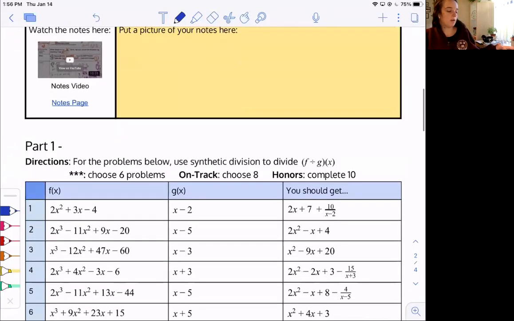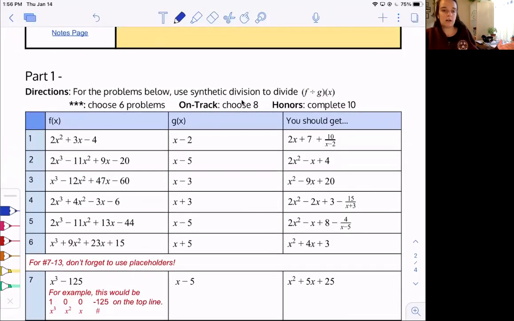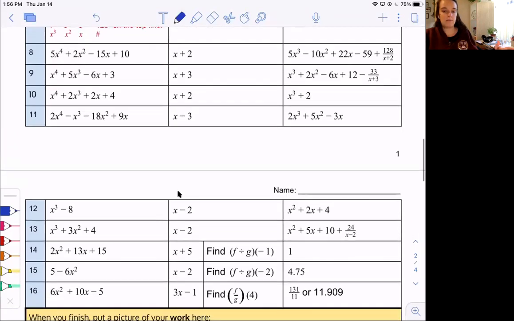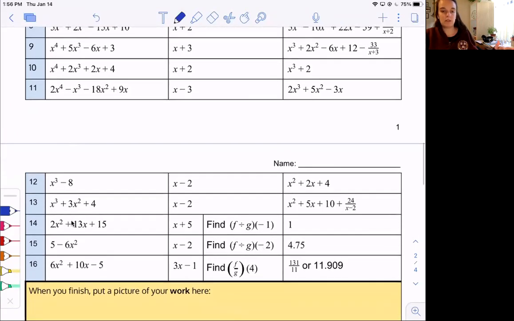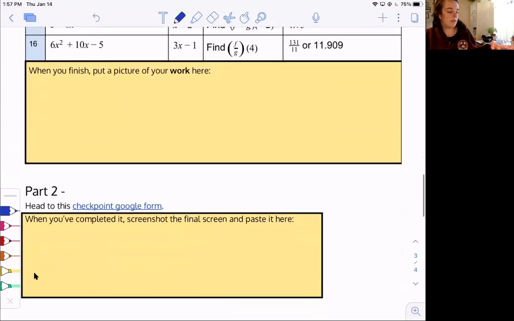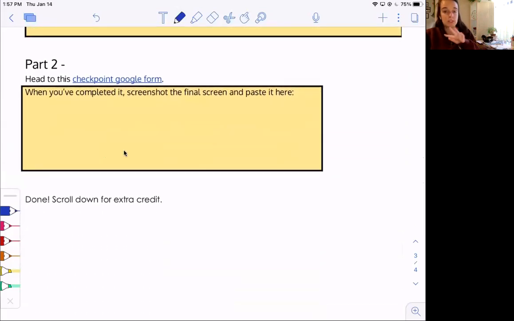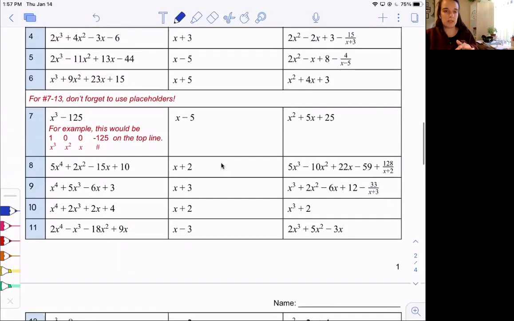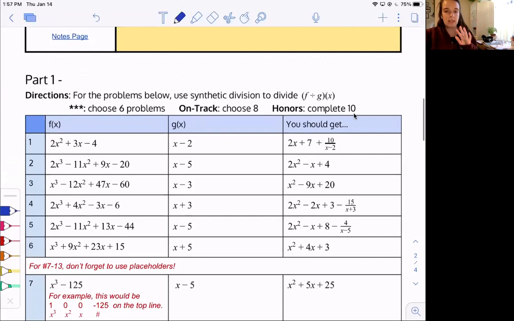So for part 1, if you are on track, you're choosing 8 problems. And if you're honors, you're choosing 10. But there are 13 to choose from. If you want to do the number ones, there are some more number ones down here if you want to choose those. You can, but I would not recommend it. Let's just practice the synthetic division for today. So then you just have the checkpoint form. It's literally just either 8 problems or 10 problems, depending on what level you're at.